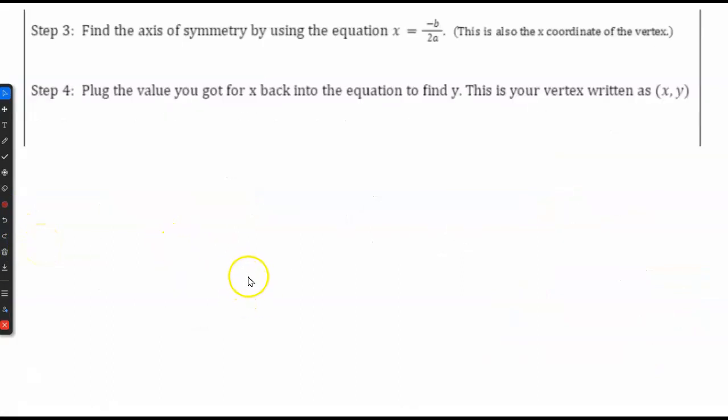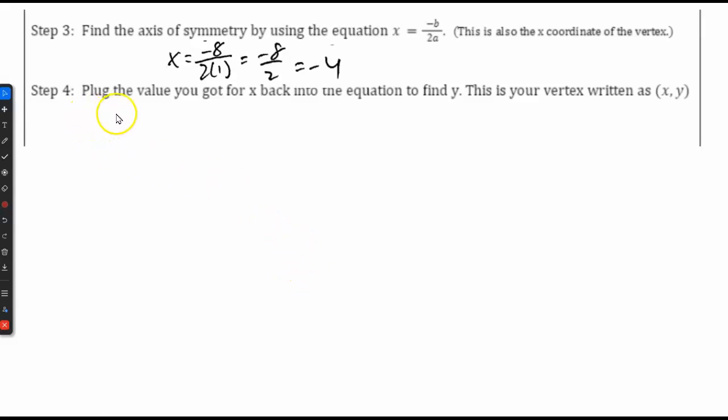All right, step 3, find the axis of symmetry by using the equation x equals negative b over 2a. These are the same b and a that we already talked about at the beginning. So what do we get if we do that? We have x equals negative 8 over 2 times 1. So b is 8 and a is 1. We just have to solve it. So we get negative 8 over 2. Negative 8 divided by 2 is negative 4.